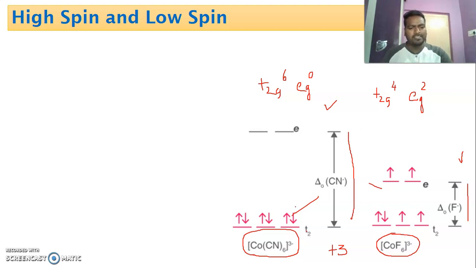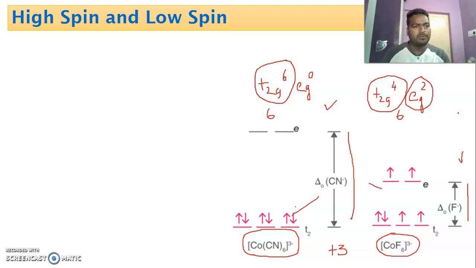You look at it, in both the cases there are 6 electrons. But in this case, all the 6 electrons go to t2g. But in this case, 4 electrons go to t2g and 2 electrons go to eg. And you know Hund's rule. What does Hund's rule say? Hund's rule says that during distribution of electrons into various available orbitals, the pairing of electrons starts only when all the orbitals are singly filled. This is the statement.